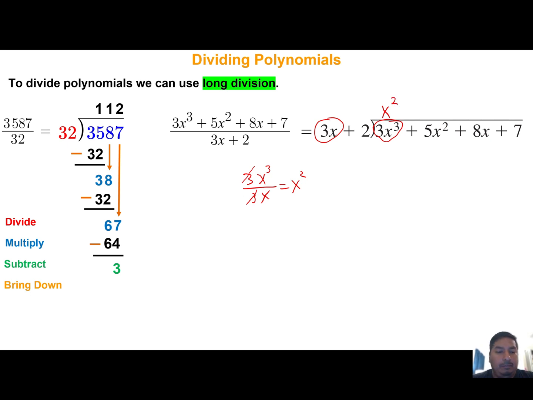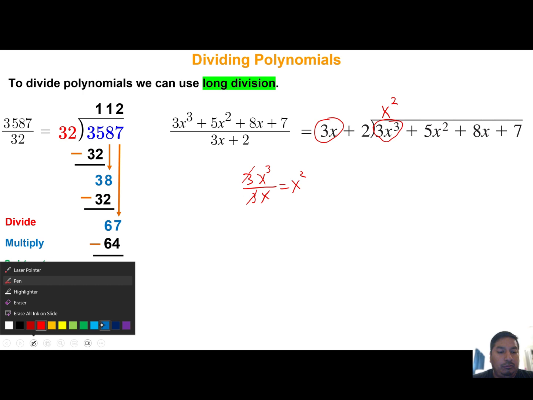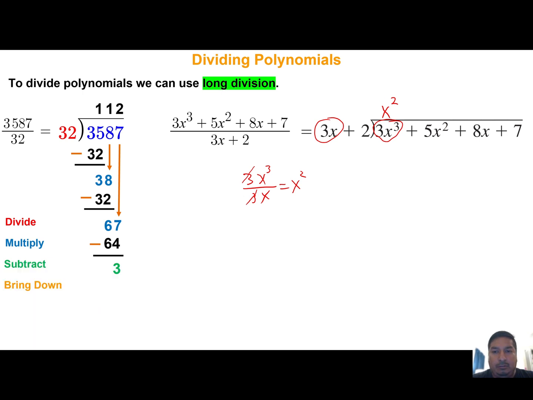Now we multiply. When we multiply, we're going to distribute the x squared, multiply x squared times 3x. And then afterwards, we're going to multiply x squared times 2. What does that look like? It looks like this. So we know it's x squared. We're going to multiply this out. So 3x times x squared is going to give us 3x cubed. And then 2 times x squared is going to be positive 2x squared.